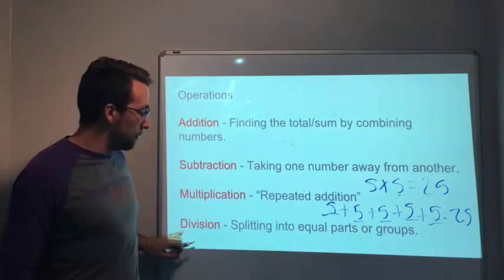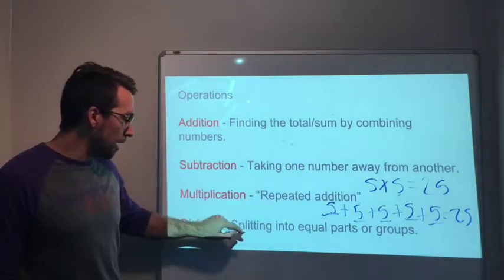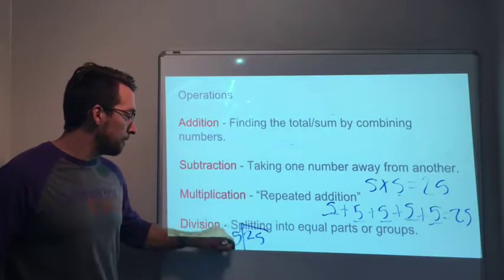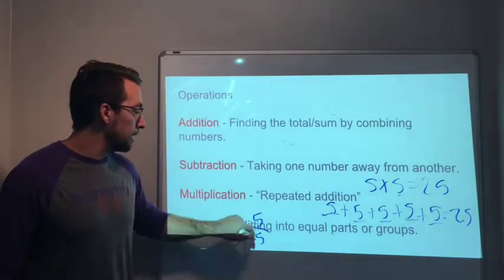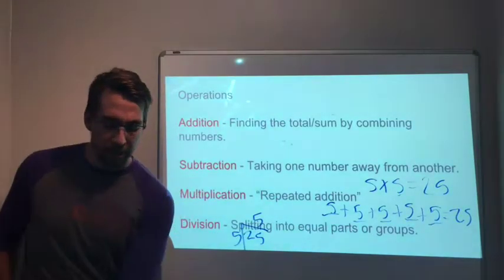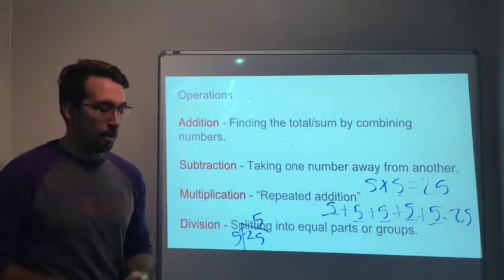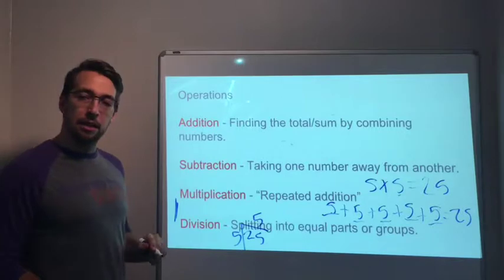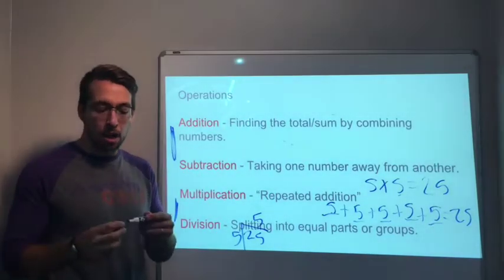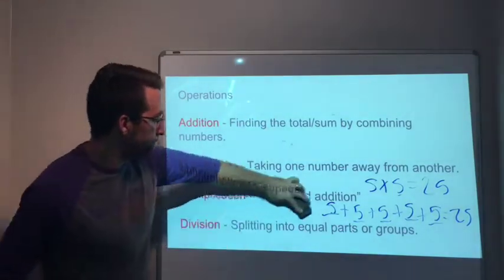And then division is splitting into equal parts or groups. We can look at 25 divided by 5. Well, that's 5. If we have 25 and we split it equally, I want you to notice this: multiplication and division are paired. These are related processes. They're opposites. And then addition and subtraction, they're paired. They're related and opposite processes. They're operations.